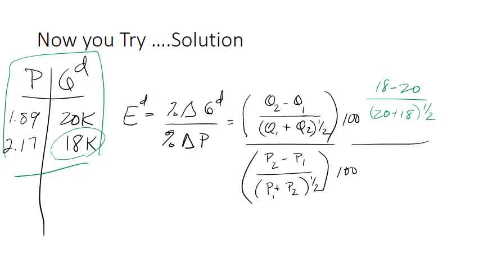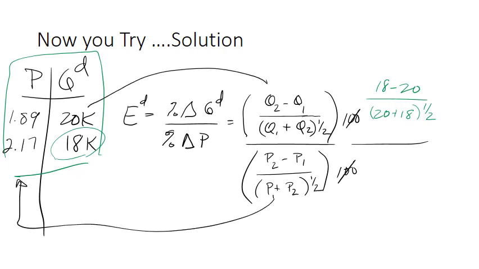This is the top part of our equation here. The hundreds are going to cancel out, so I'm going to ignore those for the moment. P2 minus P1, we've got to get this information from our price. Our 18 and 20 came from our QD. So let's go ahead and do our price stuff. New price is $2.17. Old price was $1.89. We're of course going to go ahead and add those together and then multiply them by 1/2.